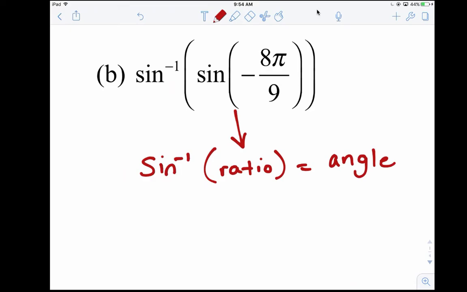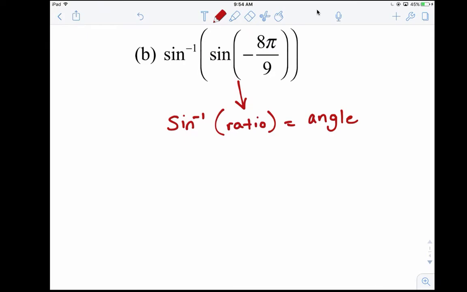Okay, so it's really not that important to us to figure out exactly what the ratio is. It's more important to figure out where negative 8 pi over 9 is and how that's related to the domain of inverse sine. Okay, so if you look at negative 8 pi over 9, it's somewhere over here, something that looks like that. So at that particular point, the x value is going to be negative and the y value is also going to be negative, right? So the y value is that ratio.